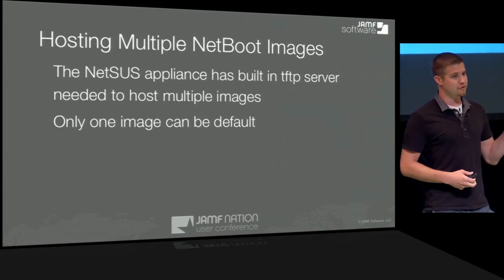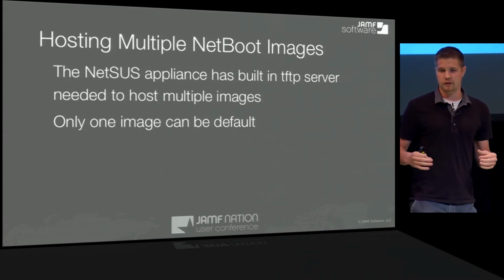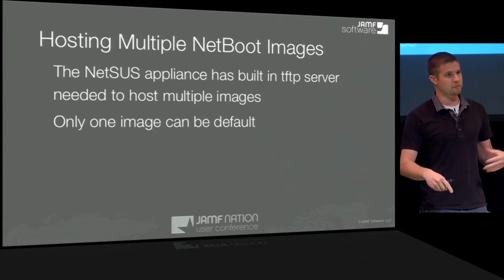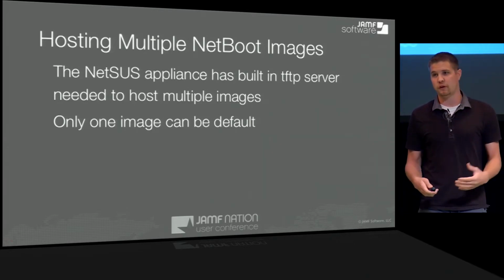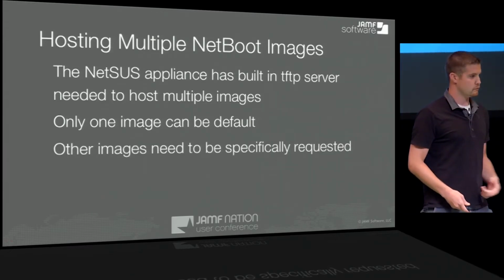The only thing that drop-down menu does as far as the default booter file is say, if I am on the same subnet or if I have DHCP helpers enabled and I press N, what is this appliance going to give me by default? You can still specify all the other images. They're still being served, as I just said.